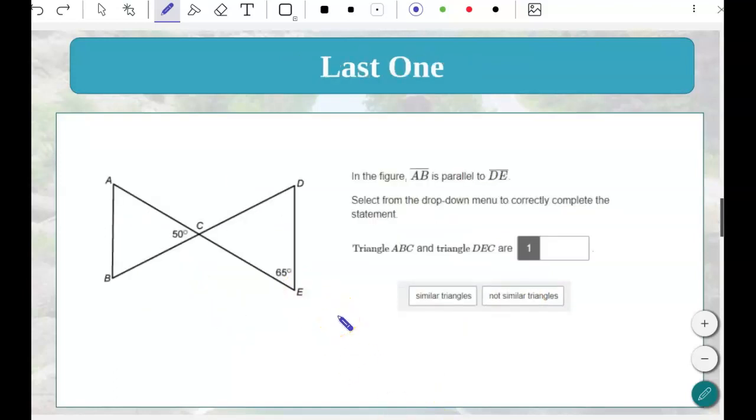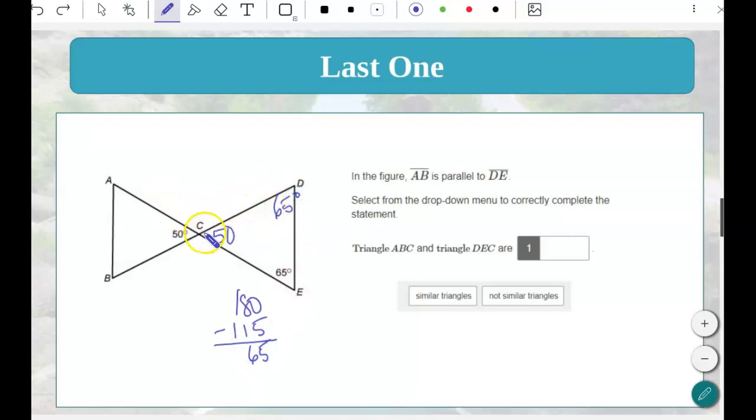Last one. So we're going to select either similar or not similar. And it says here AB is parallel to DE. So this is parallel to this. We do know that these are vertical angles, so we know this is 50. And then we add these together to get 50 plus 65 is 115. So we're going to do 180 minus 115 to find out what angle D is. And that is equal to 65. So this one is 65.